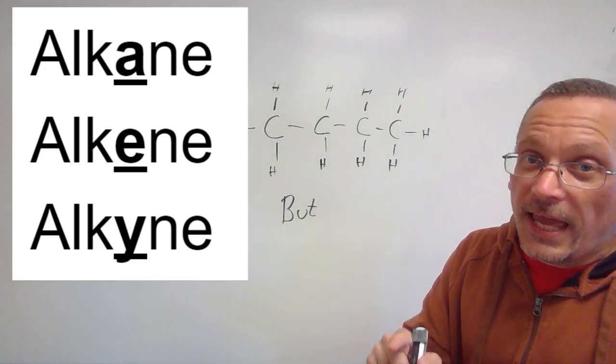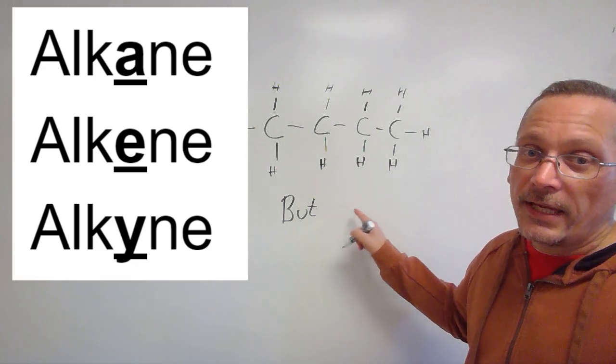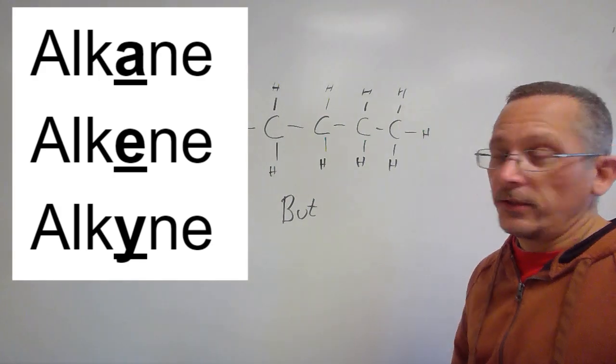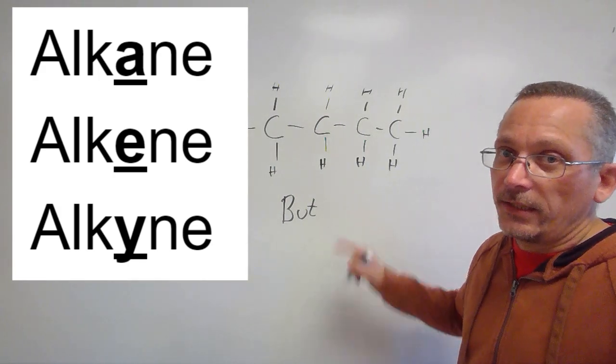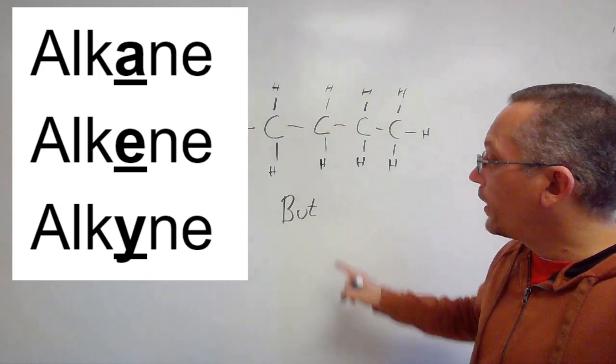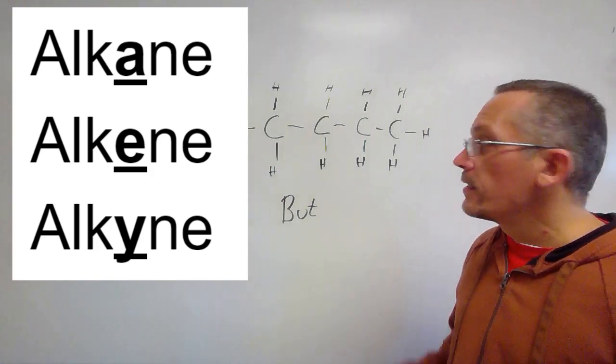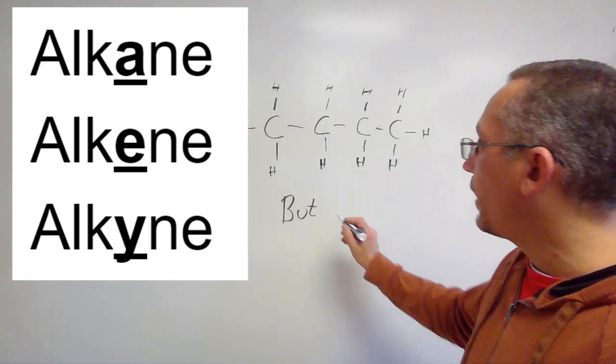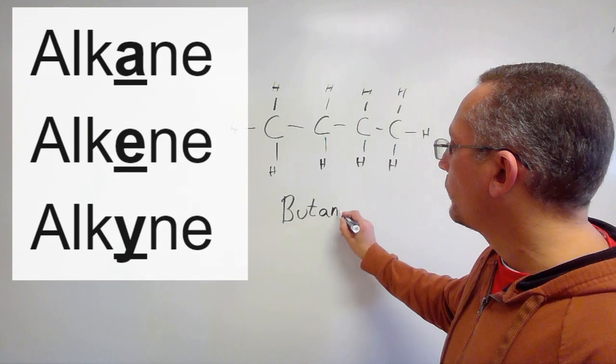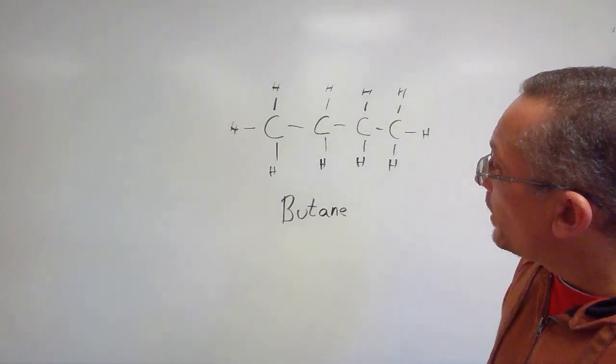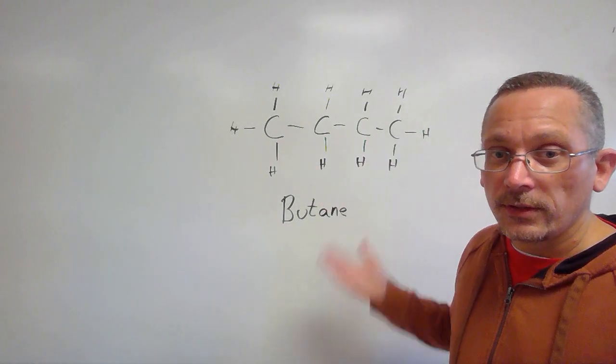Now, we're going to add a suffix onto that to say whether it's an alkane, alkene, or alkyne. If it's an alkane, we add A-N-E. If it's an alkene, we add E-N-E. If it's an alkyne, we add Y-N-E. Since this is an alkane, I'm going to add A-N-E. And so the name of this compound is butane.